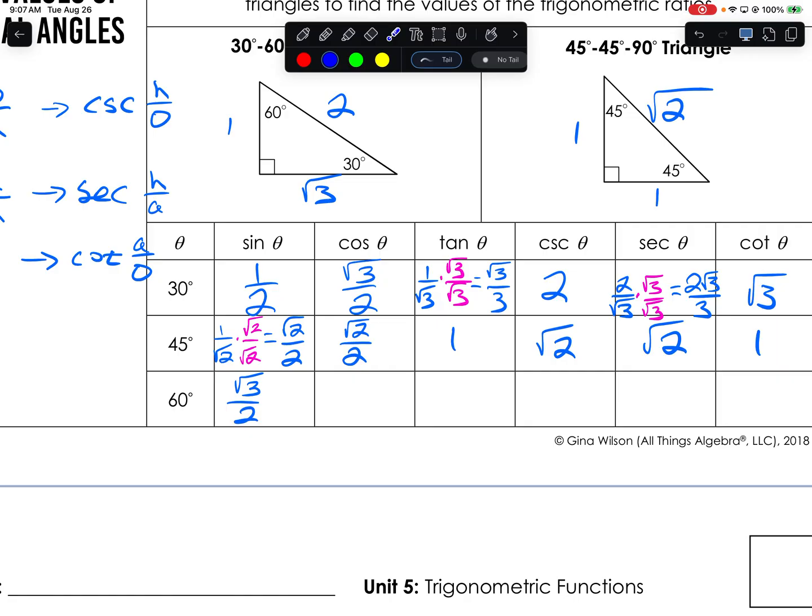So cosine is adjacent over hypotenuse. So I start at 60. Adjacent side is right here. Hypotenuse is right here. So what's cosine of 60? 1/2. Tan of 60. So I have 60 right here. I go opposite over adjacent. So root 3 over 1, or just root 3.